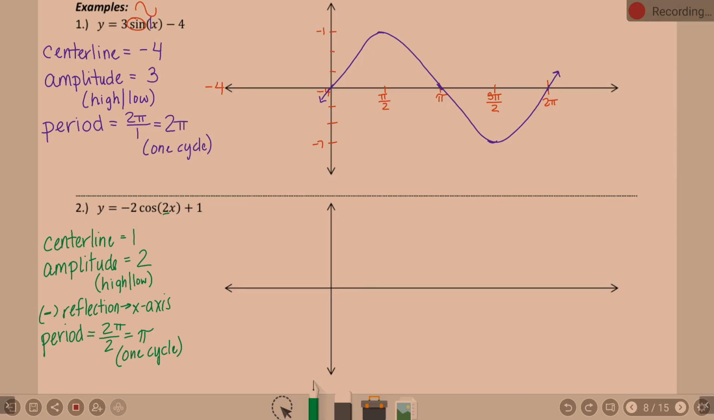Phase shift is the other piece. Phase shift is C over B. What is C? I still don't have a number added or subtracted here, do I? We'll probably start that on the back. So there's no C, which means there's no phase shift. Okay, I'm trying to get you guys to master a little bit of the basics before we start doing phase shift.